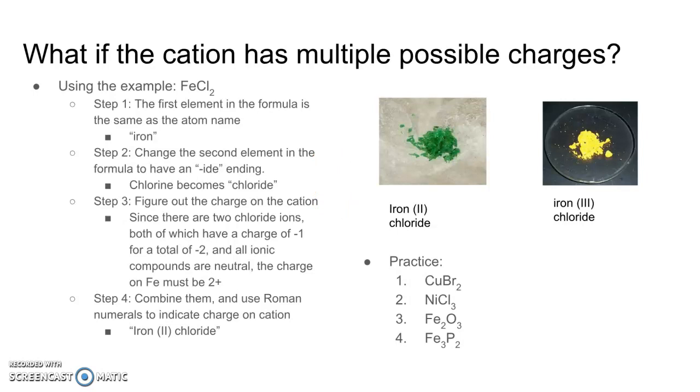Since there are two chloride ions, both of them have a charge of -1. So in total I have -2. And since all ionic compounds are neutral, I know my positive charge plus my negative charge must equal 0, that means that the charge on iron must be 2+. Then you're going to need to combine them. And in this particular case, you have to use Roman numerals to indicate charge on cations. Must, must, must.